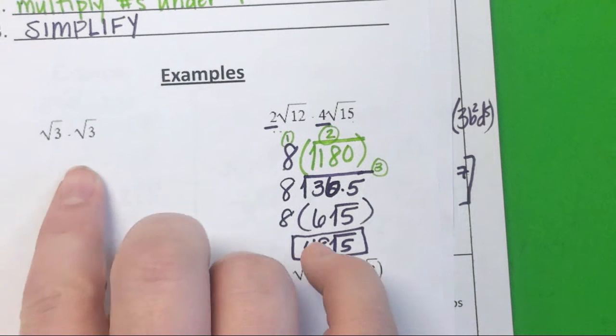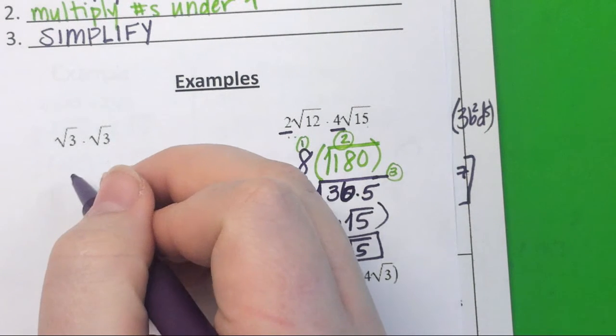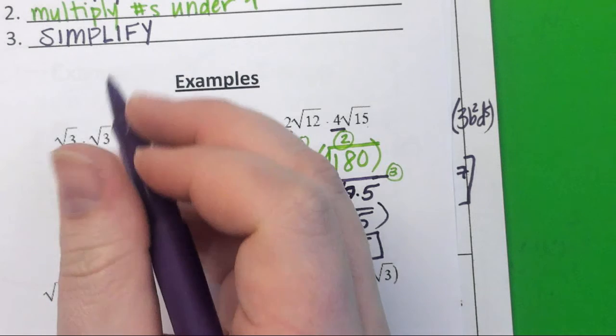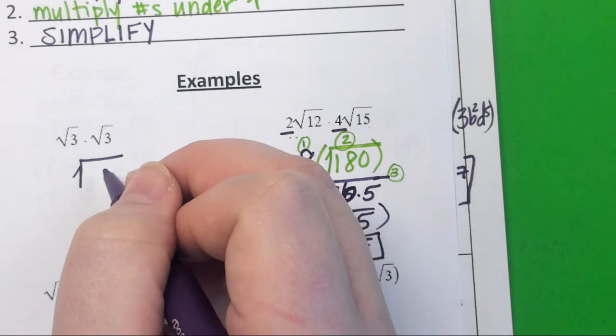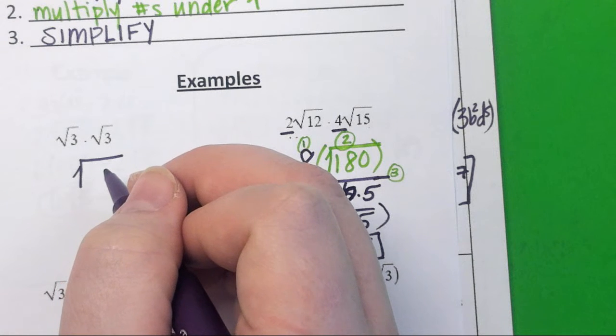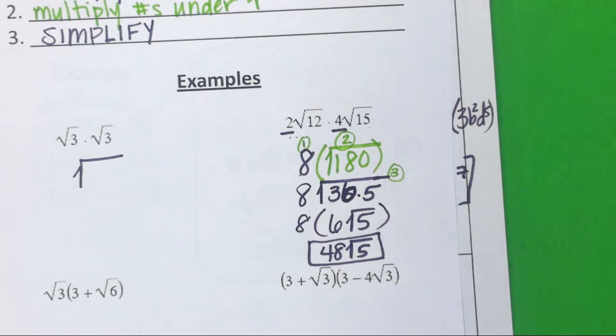Okay, let's go back to the easier example. Square root of 3 times square root of 3, what should I get? Yeah, it's still going to give me square root of something. Do you think she's right with square root of 9? No. Okay, what numbers are on the outside? The index is 2, yes.